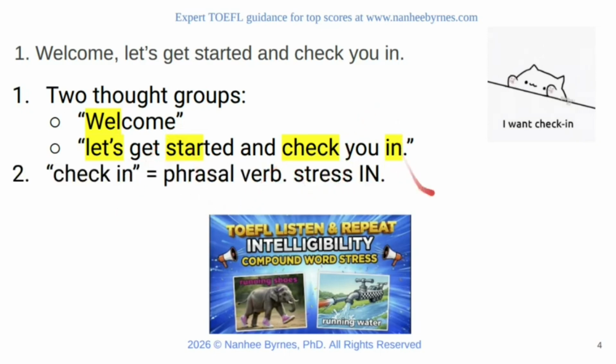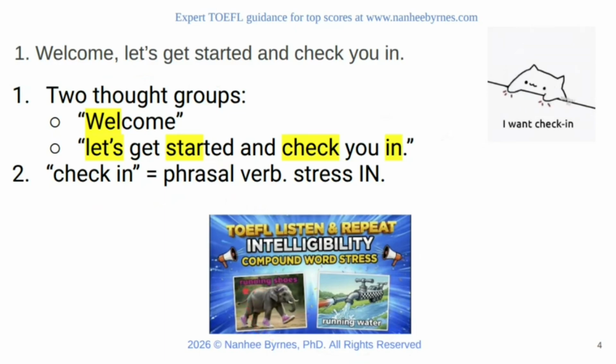Stress tip. Notice that check in is a compound expression, specifically a phrasal verb. In many phrasal verbs, the main stress falls on the particle, the adverb. That is why in receives the strongest stress. Make sure you understand how compound words are stressed, because many TOEFL listen and repeat sentences contain compound words or phrasal verbs. We covered compound word stress in previous listen and repeat videos, so make sure to review those since today's lesson builds on that concept.